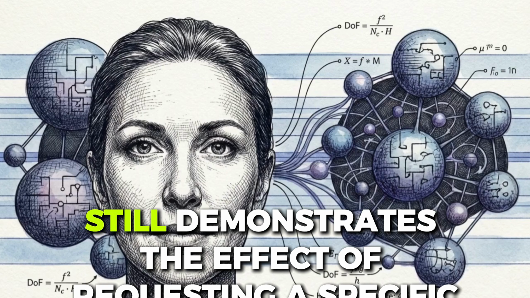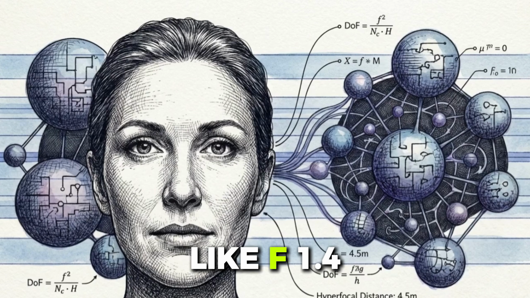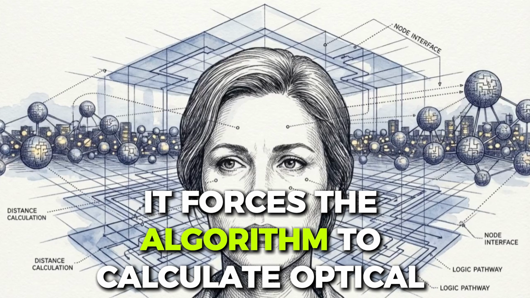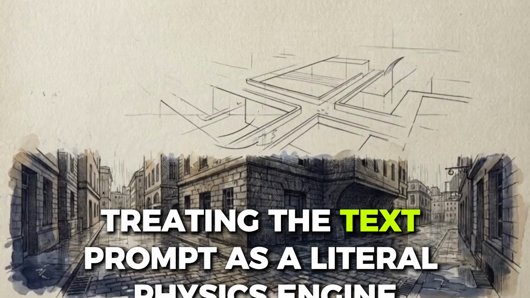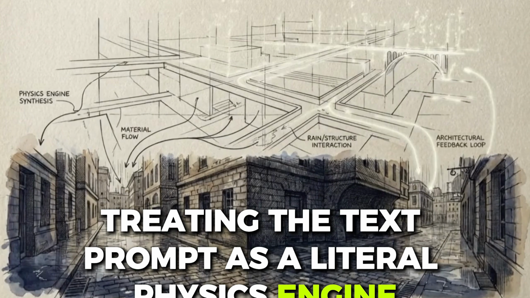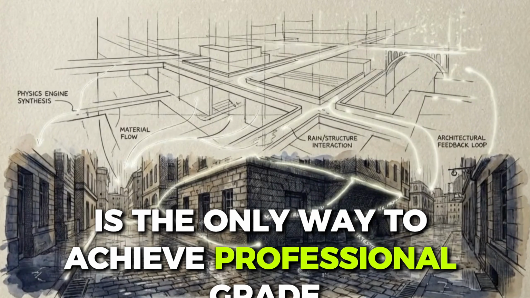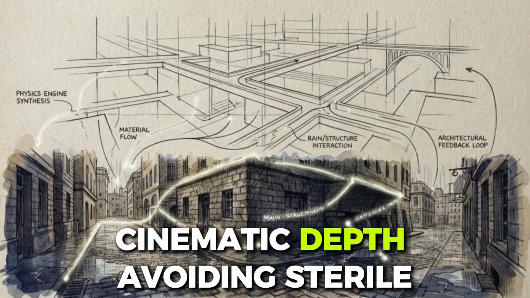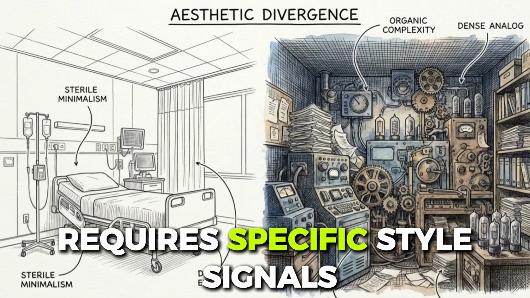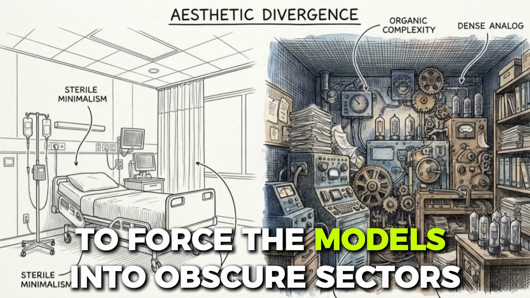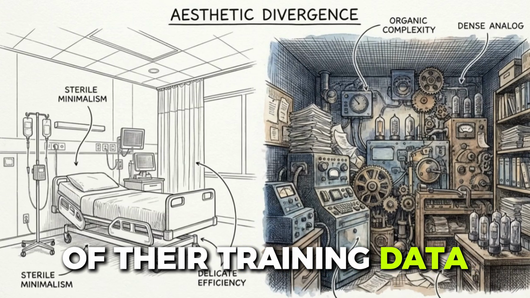This cinematic still demonstrates the effect of requesting a specific f-stop, like f1.4. It forces the algorithm to calculate optical blur based on physical distance, rather than applying a flat post-processing filter. Treating the text prompt as a literal physics engine is the only way to achieve professional-grade cinematic depth. Avoiding sterile, generic AI looks requires specific style signals to force the models into obscure sectors of their training data.